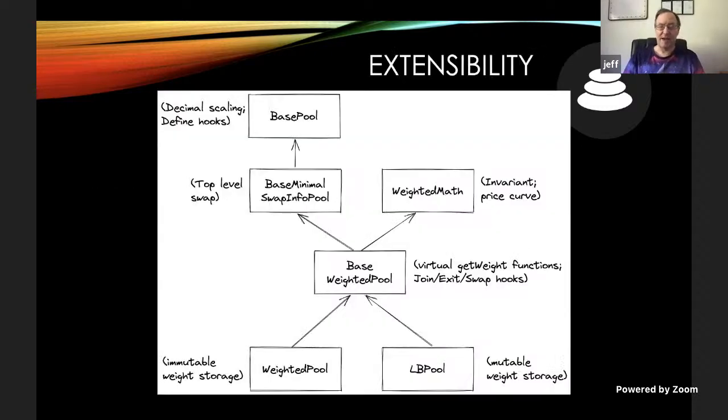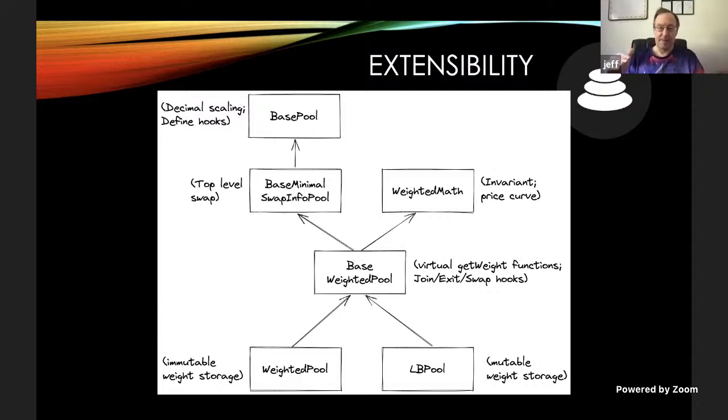And just to expand a bit on extensibility and how you would go about making a new pool or using this. As an example of how we've implemented this, the weighted pool is the main kind of pool we have. That's a pool with 2 to 8 tokens with fixed weights. It's very similar to V1. It has weighted math, which is similar to the V1 price curve.